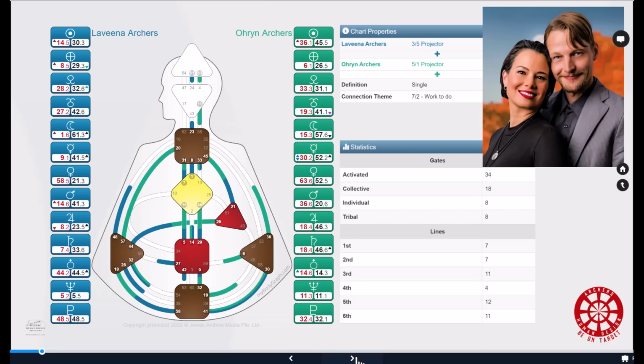Now, can you see how you have some lines here? Oops, internet connection. Hang on just a sec. Can you see how you have some lines here?